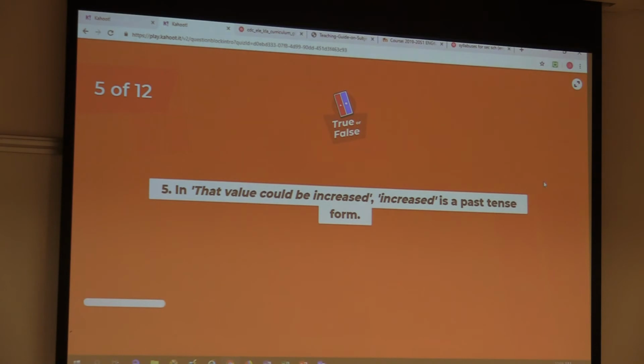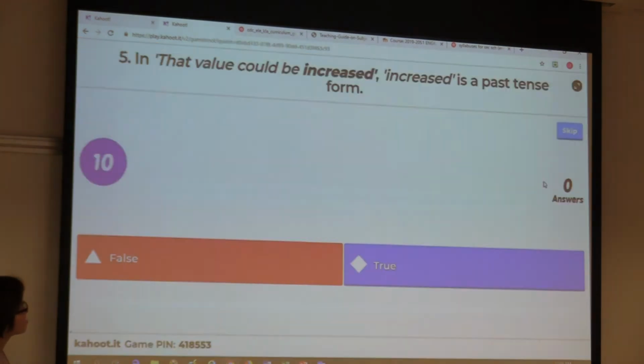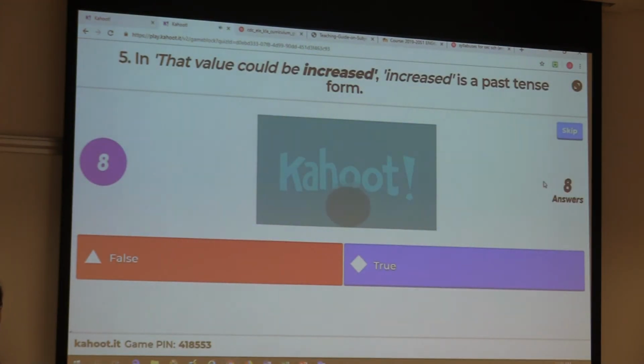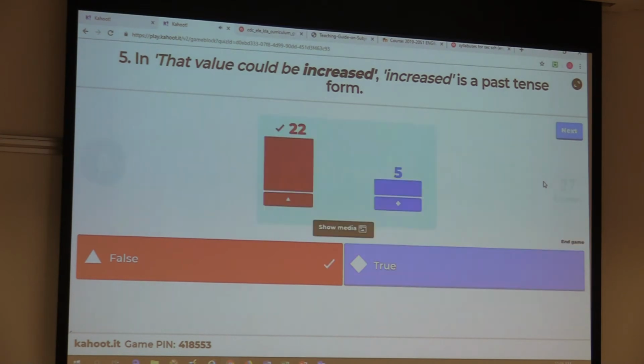True or false? That verb could be increased. Increase is a past tense form. True or false? False. You're right. It should be the past participle in the passive voice, could be increased. False.